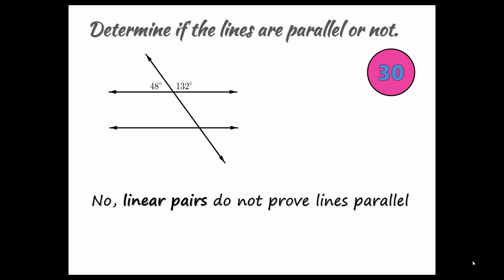Right, so this situation does not. Linear pairs does not help us prove lines parallel whatsoever. You can see that my information is stuck on one line and not the other, so it really doesn't help us determine lines parallel or not. So the answer is no.